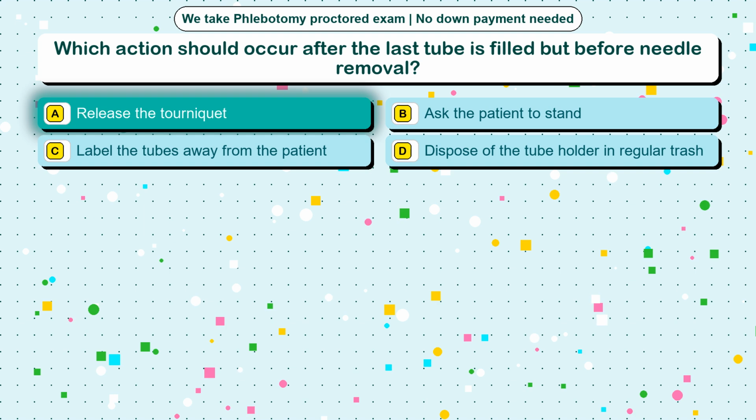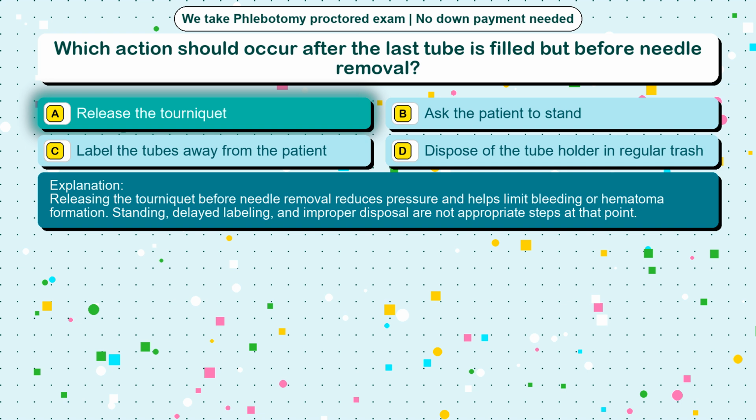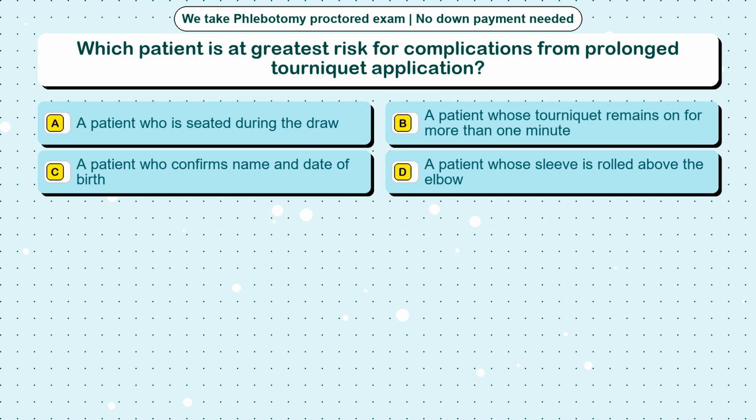Release the tourniquet. Releasing the tourniquet before needle removal reduces pressure and helps limit bleeding or hematoma formation. Standing, delayed labeling, and improper disposal are not appropriate steps at that point. Question 76. Which patient is at greatest risk for complications from prolonged tourniquet application?